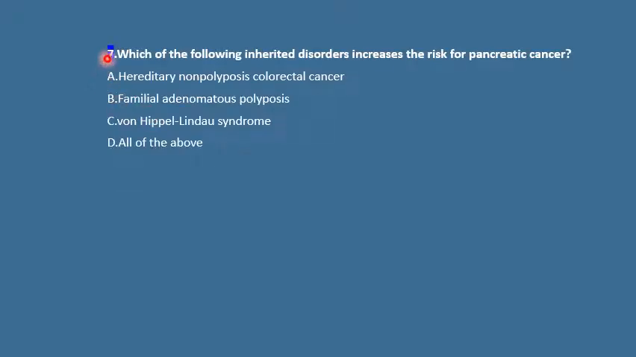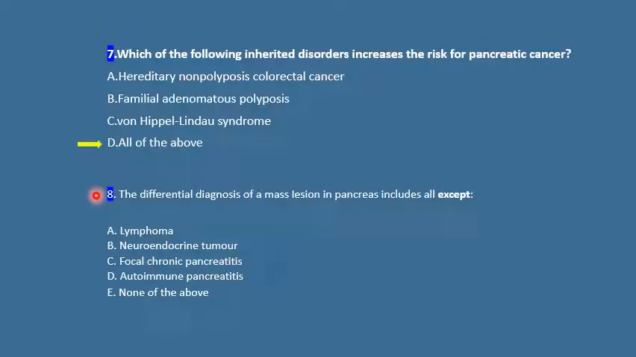Question number 7. Which of the following inherited disorders increases the risk of pancreatic cancer? A. Hereditary non-polyposis colorectal cancer, B. Familial adenomatous polyposis, C. Von Hippel-Lindau syndrome, and D. All of the above. And the answer is all of the above.